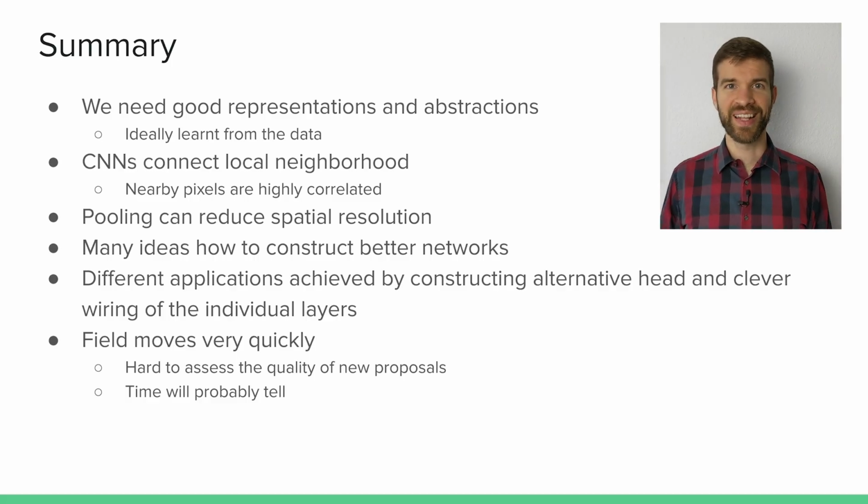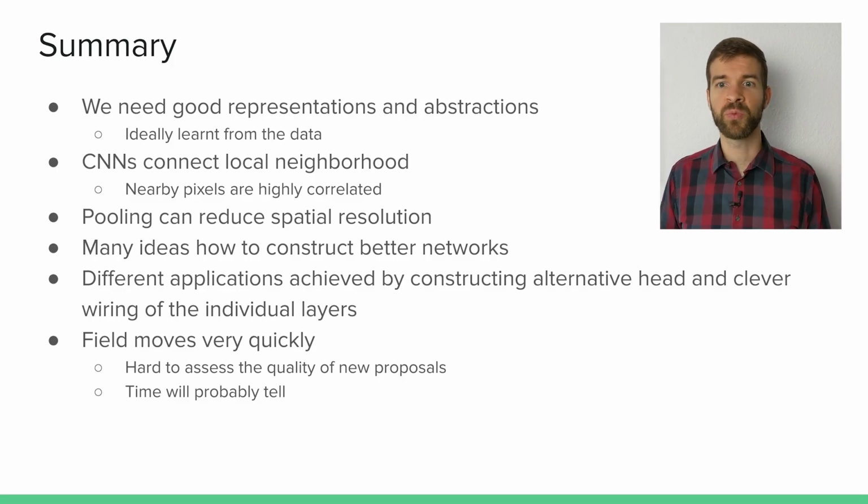So let's wrap it up. We need good representations and abstractions to do anything meaningful with our input images if we want to apply deep learning to visual computing. And we want to learn these representations from the data. We don't want to create feature extractors like SIFT, SURF and HOG features, which are great on their own, but maybe there are better ways, and we don't want to depend on these things. We want to learn them from the data.